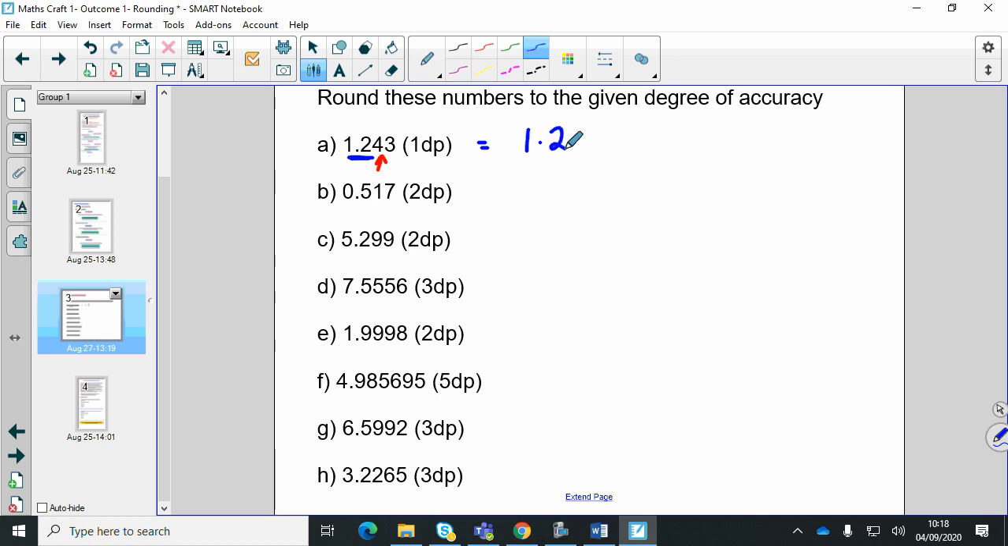In this one, we've got 2 decimal places, so we've got 0.51, and we check the third one to see whether it goes up or stays the same. In this case, the 7 is bigger than 5, so that is going to round up to 0.52.